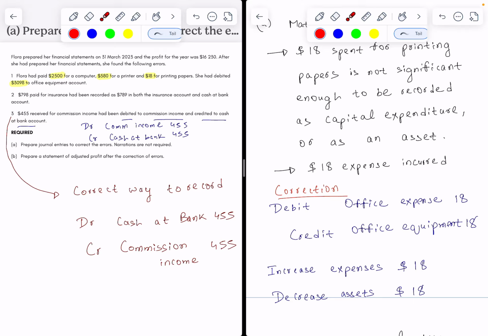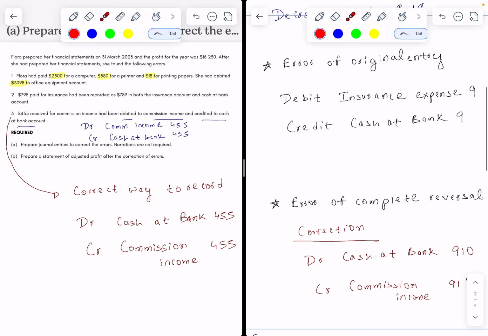Now, after this correction has been done, based on the journal entry we did to correct it, we understand that when we debit the office expense, our expenses are increasing by $18, which will therefore decrease our profit given the inverse relationship between profit and expenses. And when we credit the office equipment by $18, we are decreasing our assets by $18. All right, so now let's look into the second error.